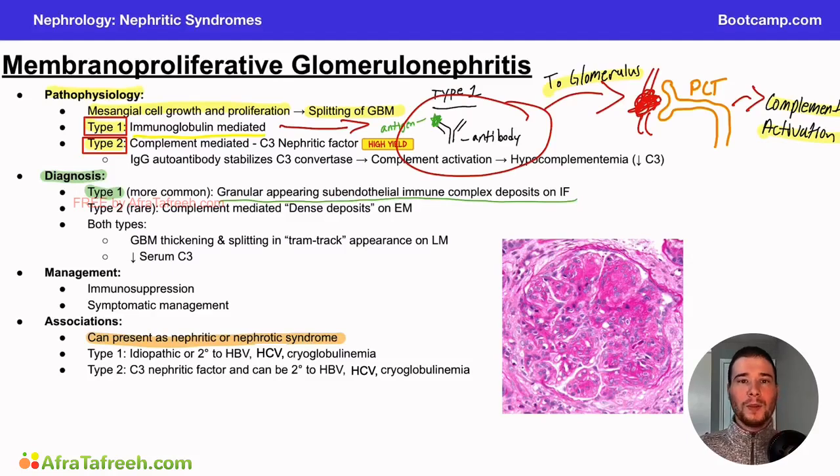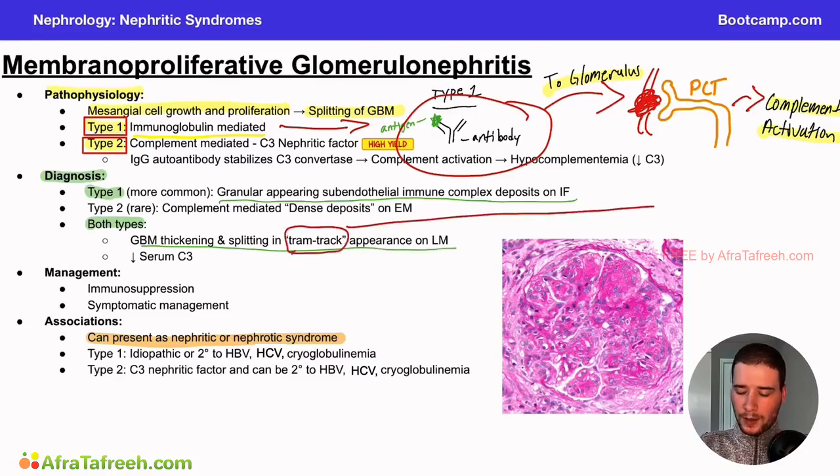And this makes sense to us, right? Because we said type 1 is immune complex mediated. It makes sense then that those immune complexes causing damage in the glomerulus are something that we'd be able to see on immunofluorescence. It's also important to note that in both of these types, we're going to see glomerular basement membrane thickening and splitting in a tram track appearance on light microscopy.